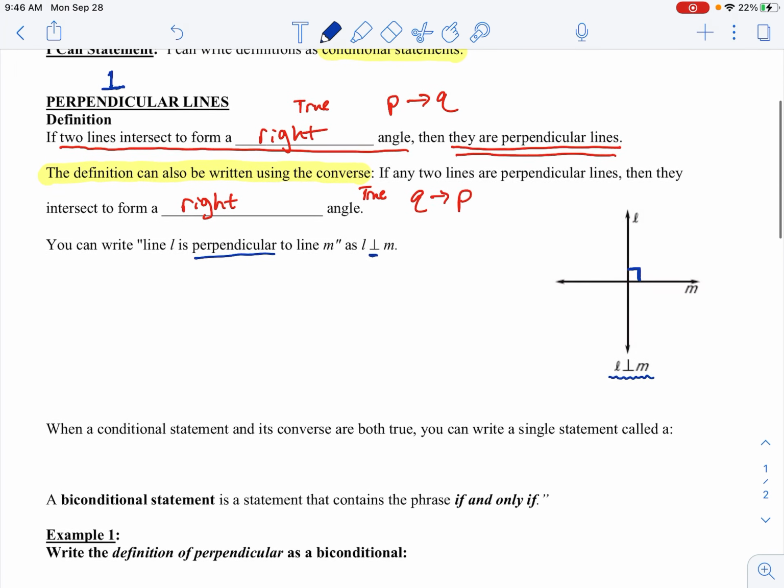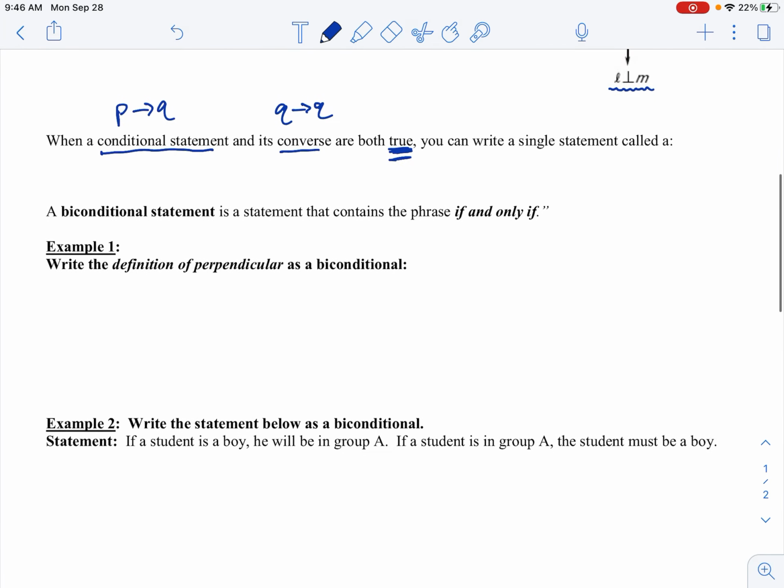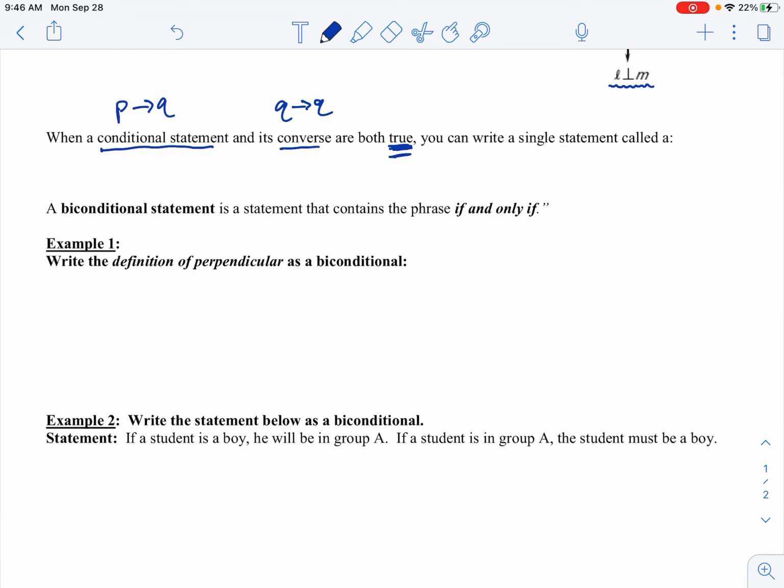I want to take you back now to a little bit of logic. When a conditional statement and its converse, so a conditional, reminder, if P then Q, and converse, if Q then P, are both true, you can write it as a single statement called a biconditional statement. A biconditional statement basically takes the conditional, takes the converse, the fact that they're true, and we're going to write it in a different form. And we're going to use this phrase, if and only if. And again, mathematicians, we are very lazy when it comes to writing things out. So if and only if, we can actually write IFF.